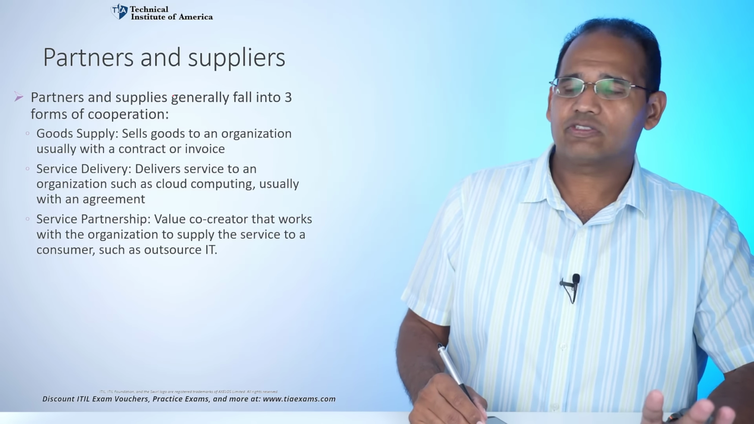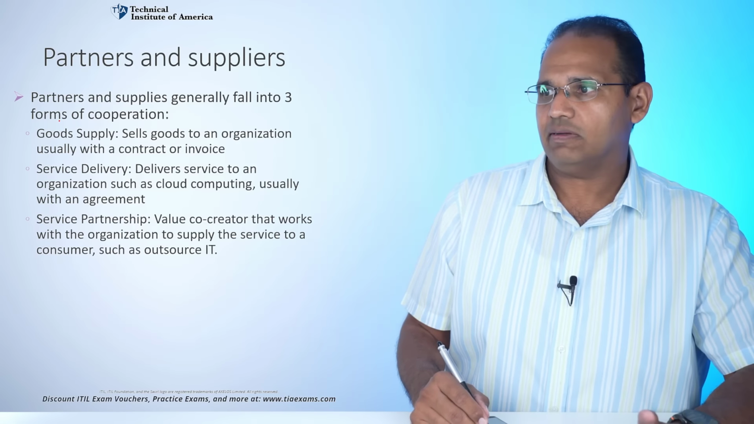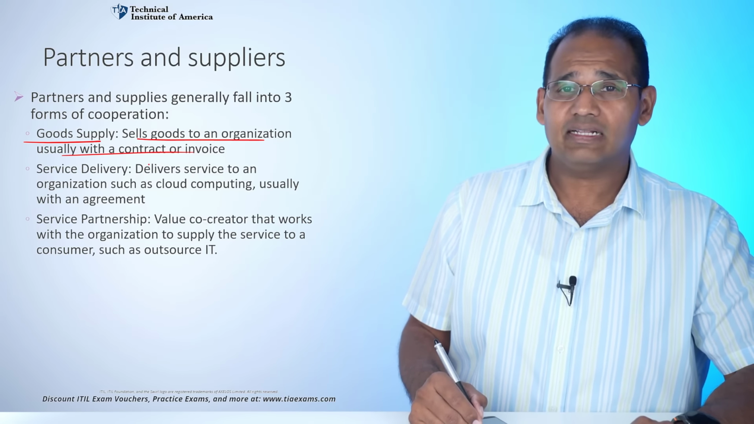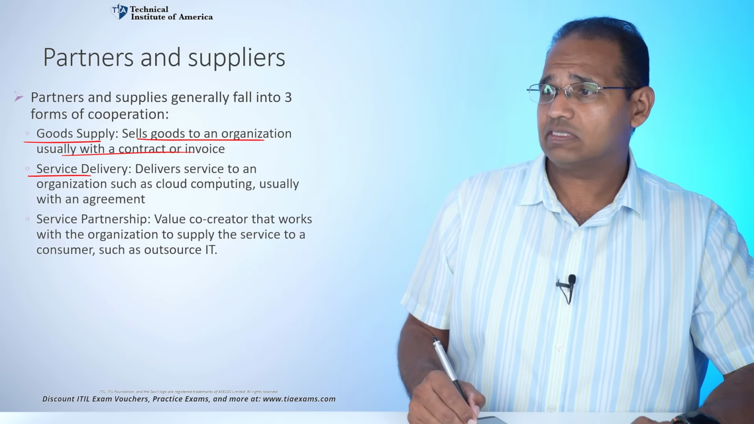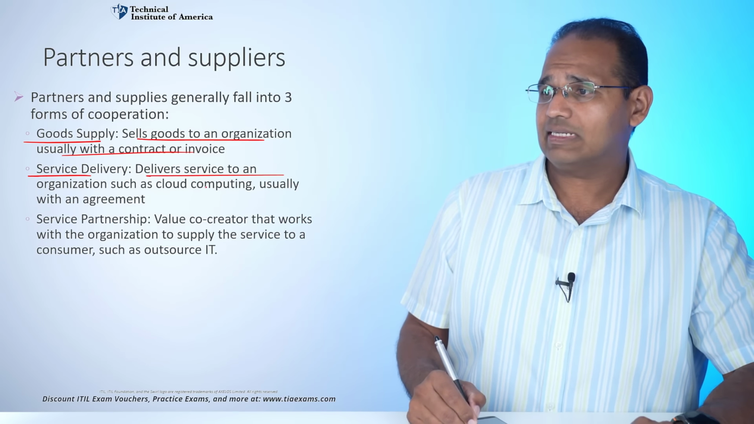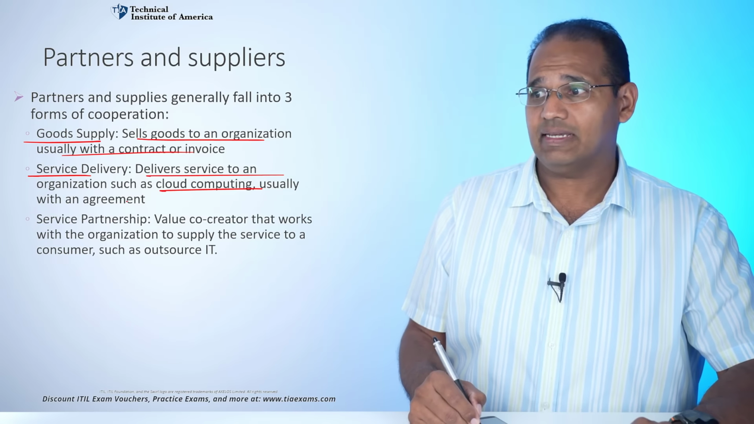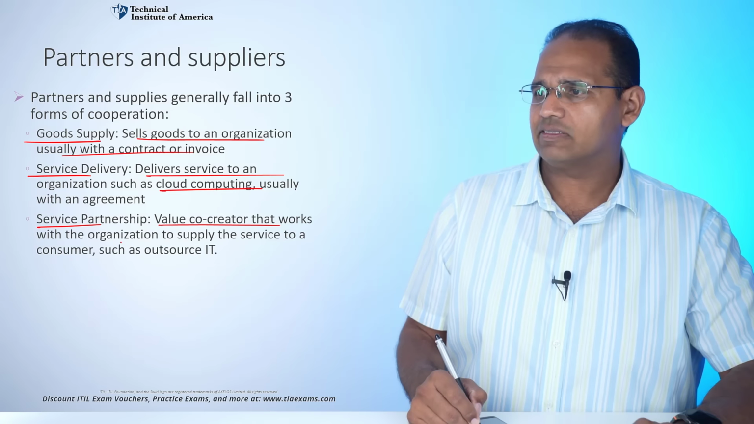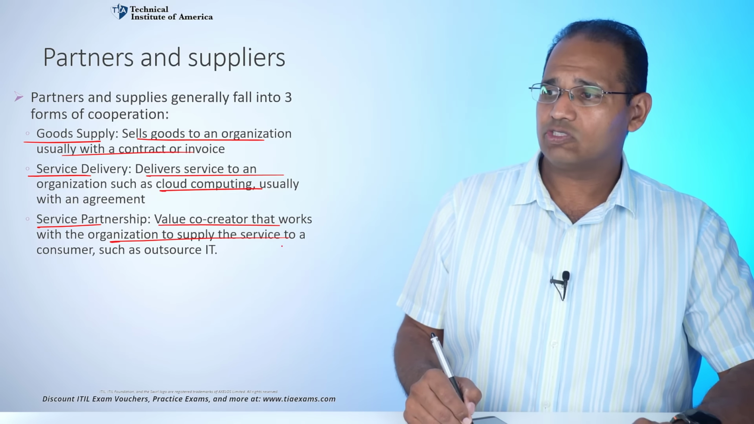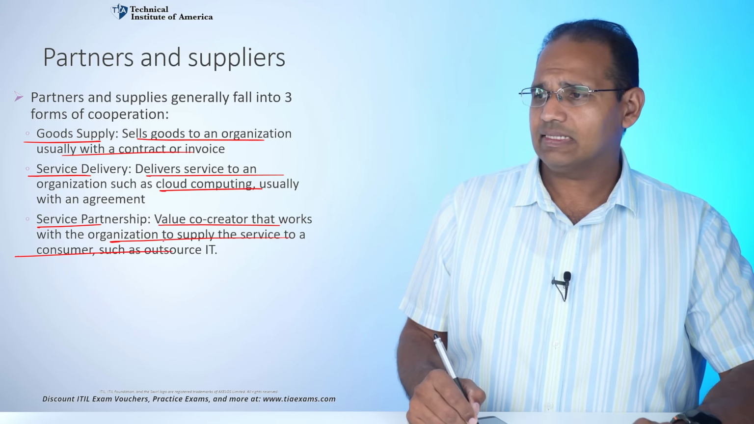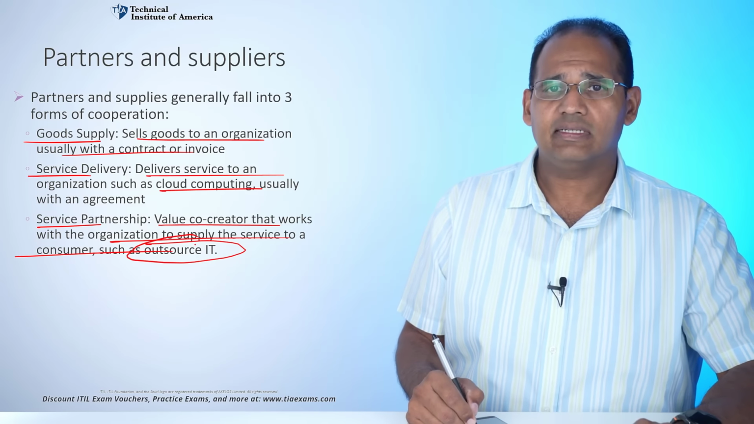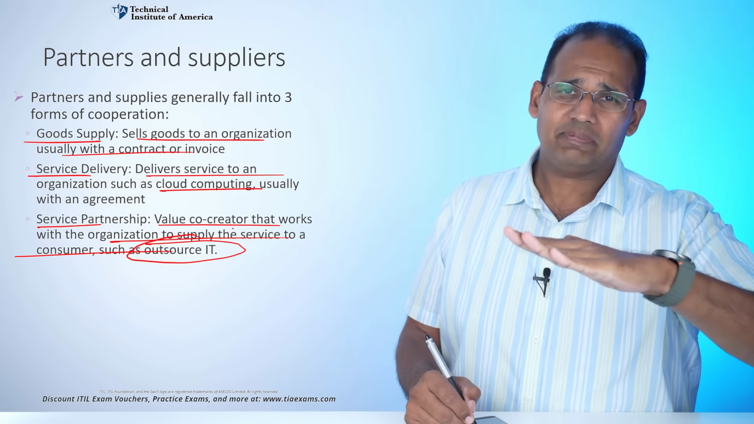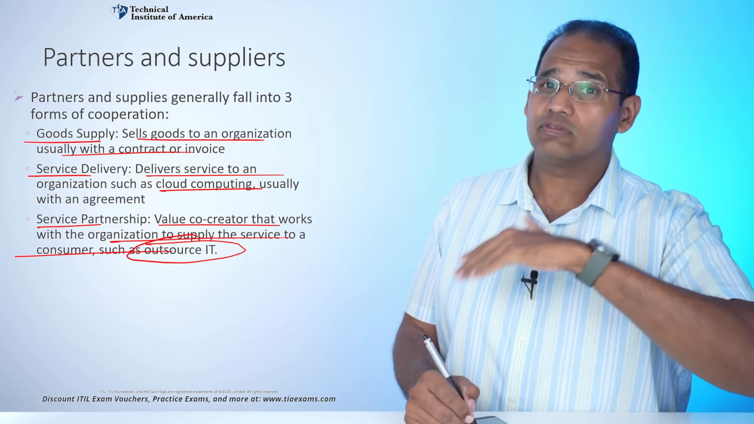When it comes to partners and suppliers, there are three forms of them. There's goods. This is selling goods to the organization. Think of Dell providing you that server. There's service delivery. This delivers a service to an organization, such as cloud computing, like AWS. Then there's service partnership. Value co-creators that work with you to supply a service. A good example of this is outsourced IT. For example, you may have a lot of server and network administrators, but you don't have a help desk. You outsource that entire function to another organization.